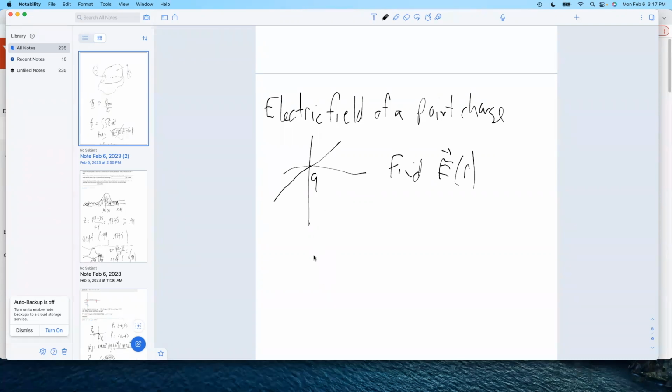So I draw a Gaussian surface that exploits the symmetry I have. A point charge sitting at the origin only has one kind of symmetry, and that's spherical symmetry. So I draw in a sphere of radius R, and I label that. And I'll even say here, my Gaussian surface is a sphere of radius R.